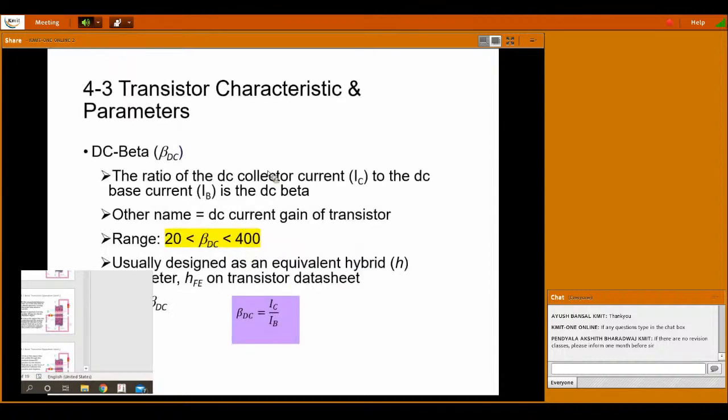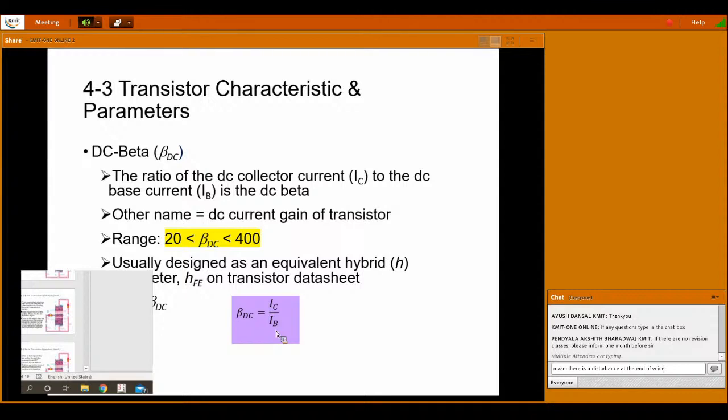Next, we will move to the parameters of the transistor and how to define the current gain. Always, the gain is output by input, so output to input. Your current gain must be equal to the output current to the input current. In a common emitter configuration, the current gain is denoted as beta DC, which is equal to the output current in a common emitter, IC, divided by the input current in a common emitter, IB. Hence it is equal to beta DC.